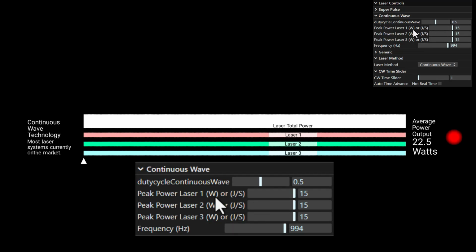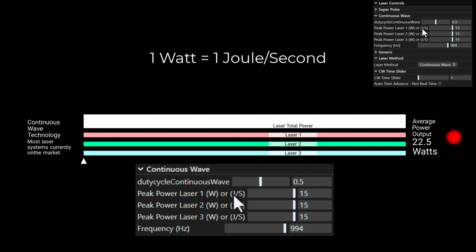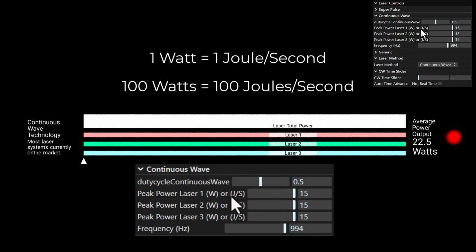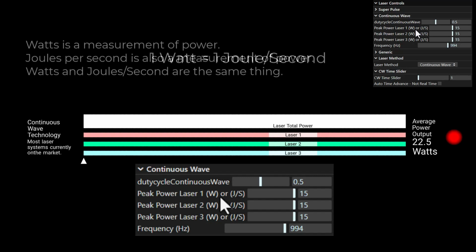Now, watts is a measurement of power. If you're at least 20 years old, you're probably familiar with a 100-watt light bulb. A 100-watt light bulb uses 100 watts of power from the power outlet in your wall. And what did it give you? Both light and heat. Watts can also be represented as joules per second. Joules is a measurement of energy, and seconds is a measurement of time. A 100-watt light bulb consumes 100 joules of energy every second, so it's written as joules per second.